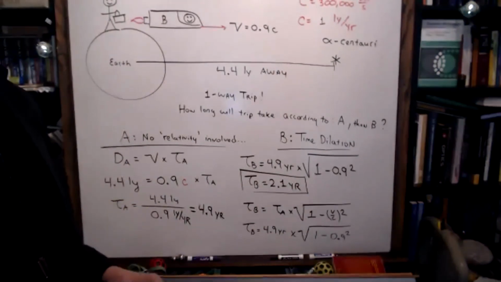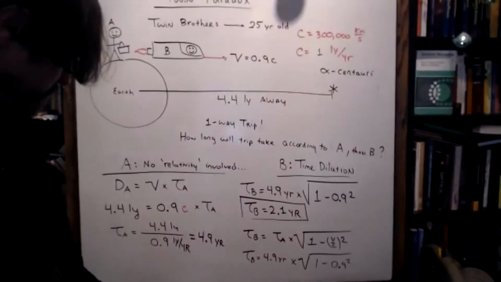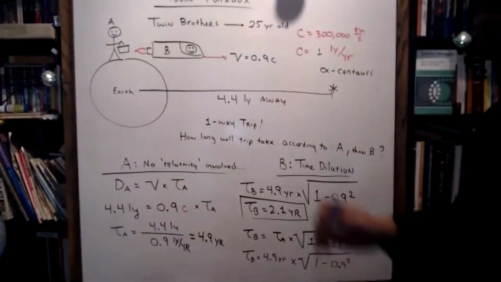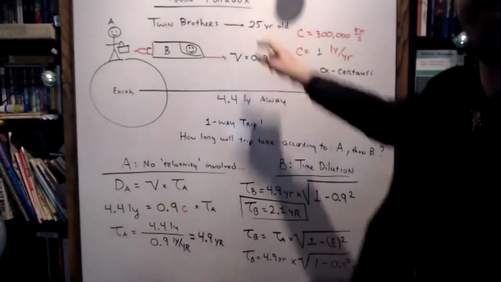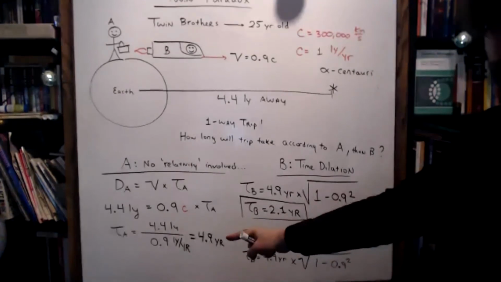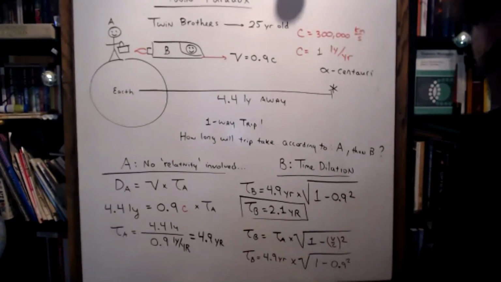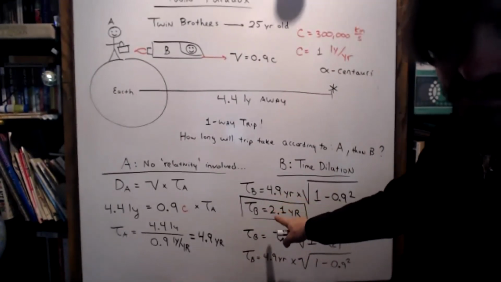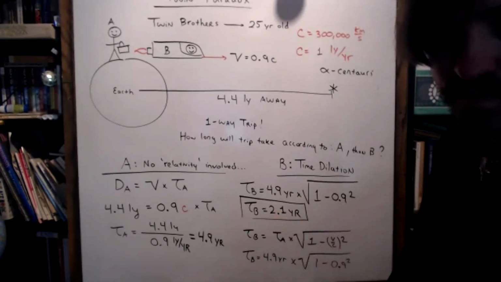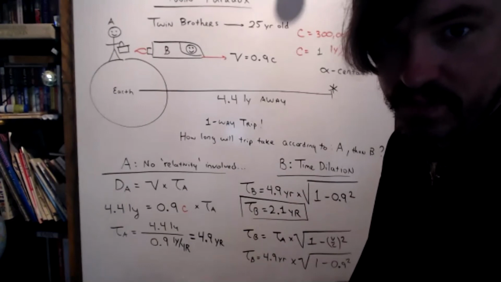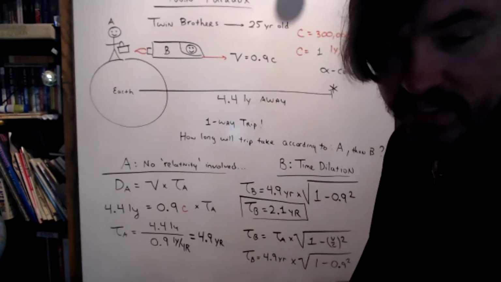Approximately how old will A be when his brother gets to Alpha Centauri? Roughly speaking, how old will brother A be? 29.9. 30 years old, right? Yeah. How old is brother B going to be? 27. They're not the same age anymore, are they? The brothers are no longer the same age.